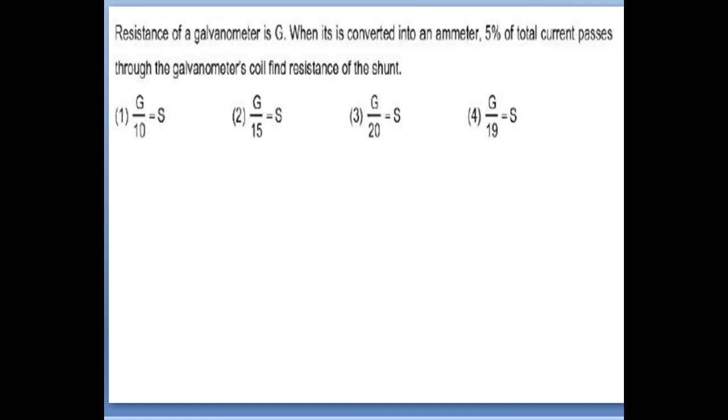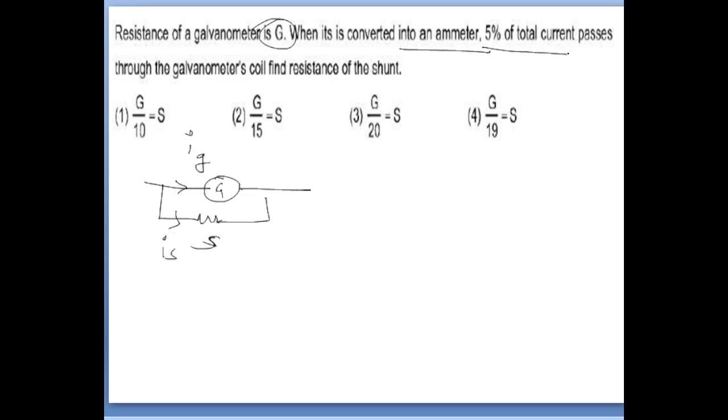Next, another question from the galvanometer. The resistance of the galvanometer G when it is converted into an ammeter. First, you know the circuit of the ammeter. When a galvanometer is connected here and you want to convert it to an ammeter, you have to connect a small resistance, which is called the shunt resistor. So there will be Ig, the galvanometer current, flowing here and Is, the shunt resistor current, flowing here. He is saying that 5% of the total current passes through the galvanometer coil. Find the shunt resistor.